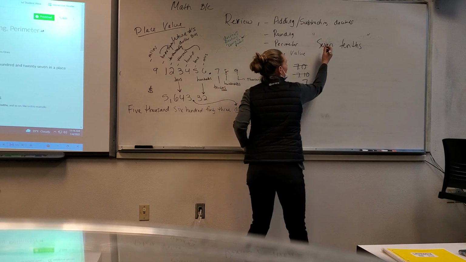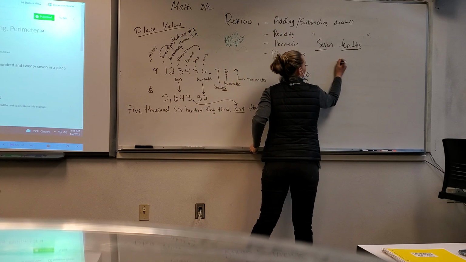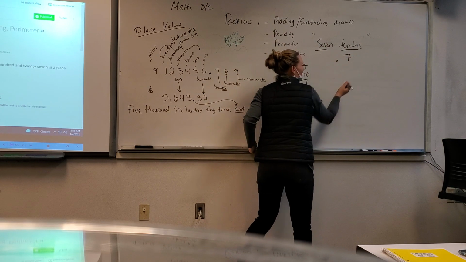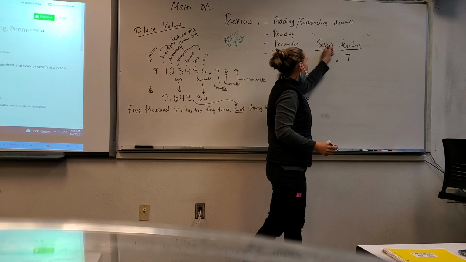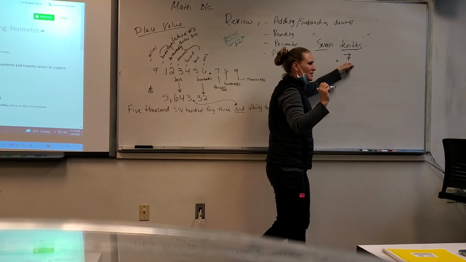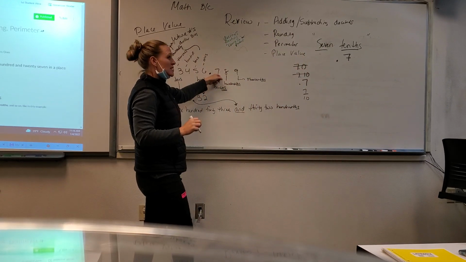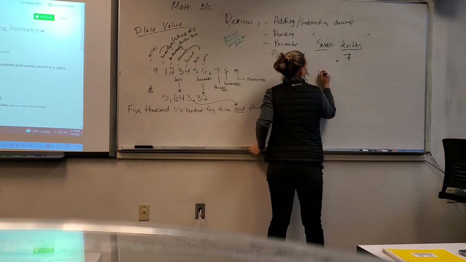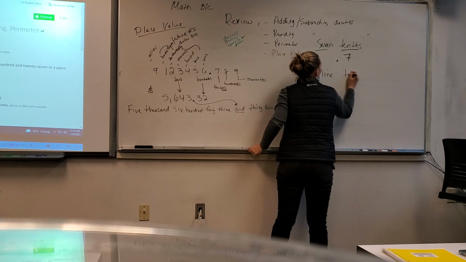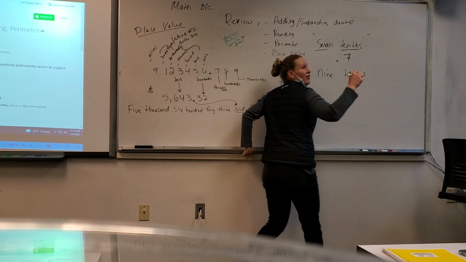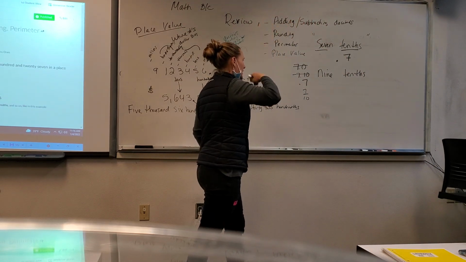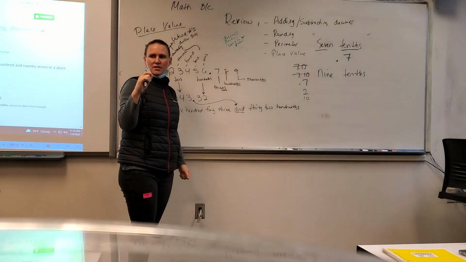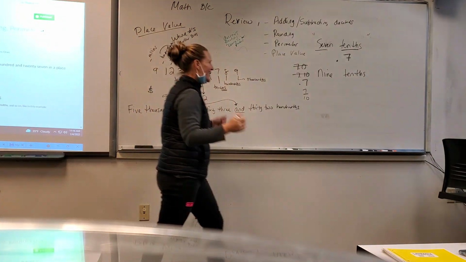7/10, 0.7. So that is the number 7 in the 10th spot. And we know the 10th spot is the first number to the right of the decimal. So how would I write 9/10 as a decimal? So now that you know what a fraction looks like, how would you write it as a decimal? 9/10. 0.9. Fantastic.